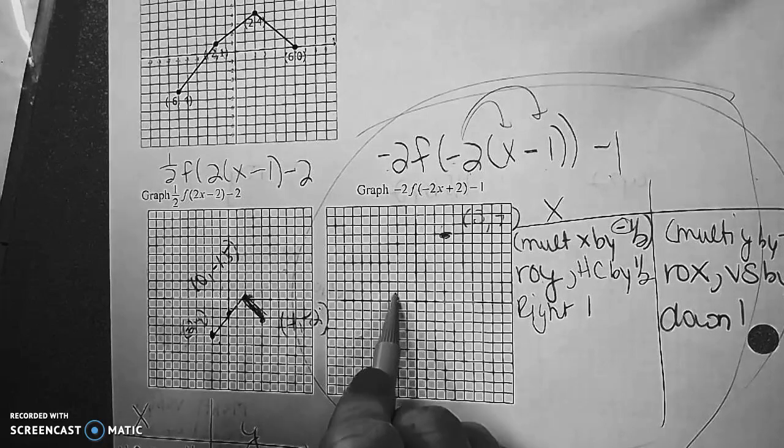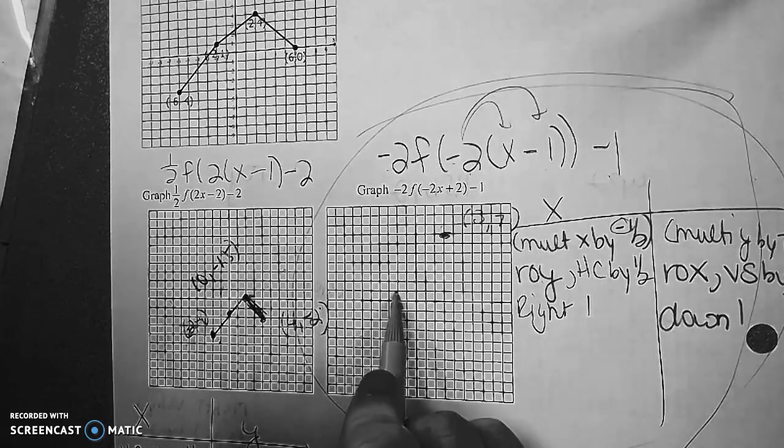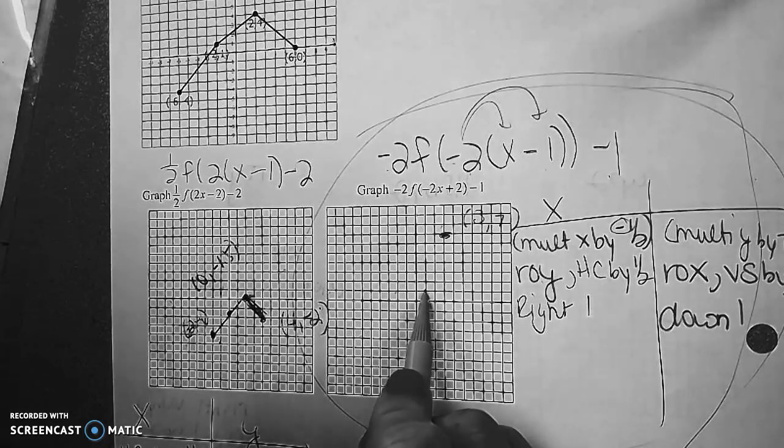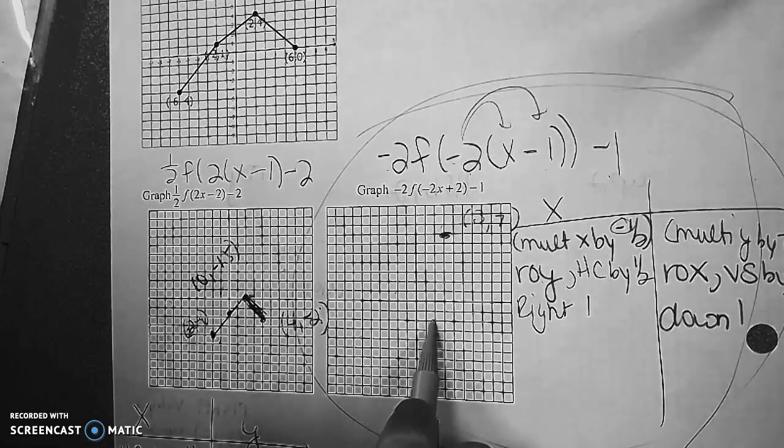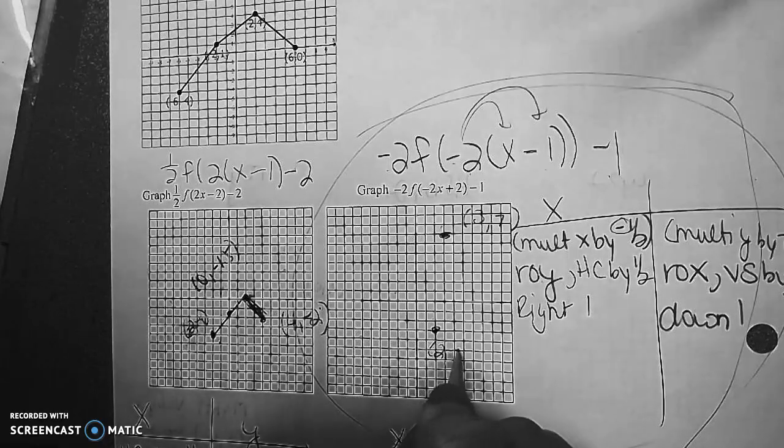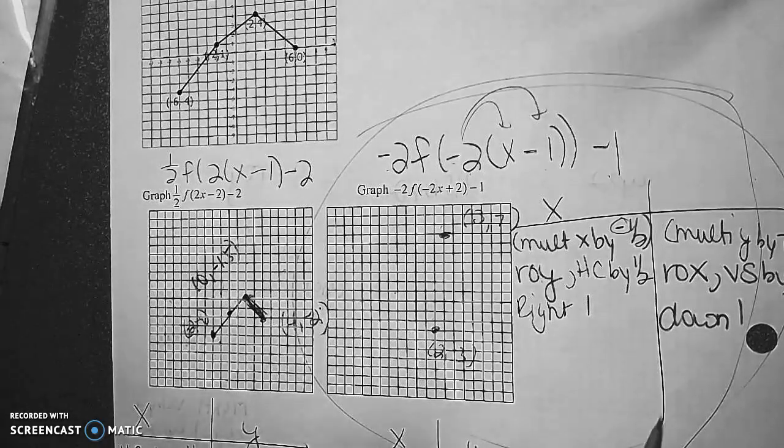Okay, let's take -2, 1. Multiply that x by -1/2, it becomes +1. Then right 1. Multiply y by -2. So the y value is 1. 1 times -2 is -2. And then down 1. I'm getting the point 2, -3 there.